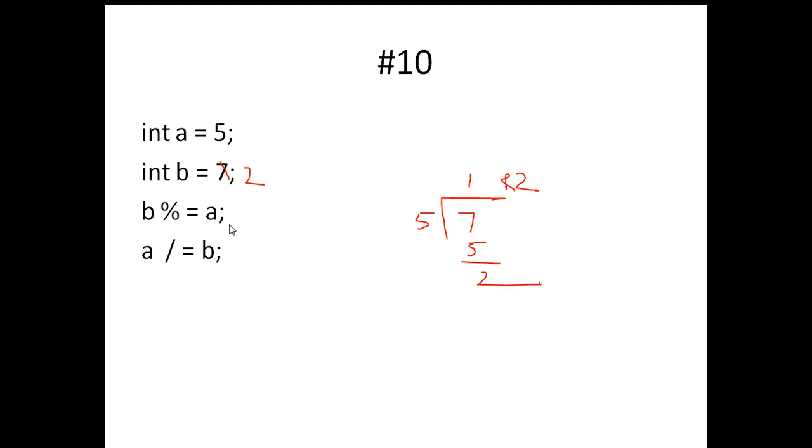And then the next line says A divided by B, and then assigned to A. A is 5 and B is 2. So A divided by 2 is 2. We don't have to do the decimal because this is an int divided by an int. The answer has to be an int. So A is now assigned 2. And we're done.